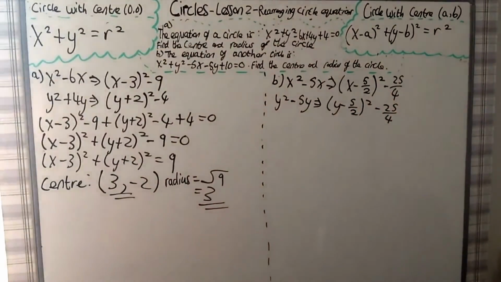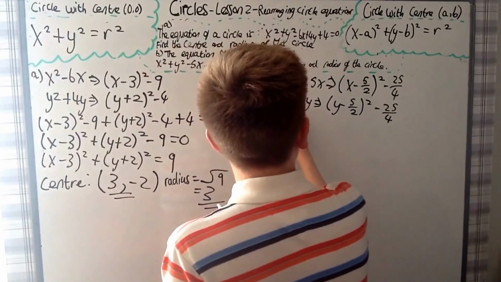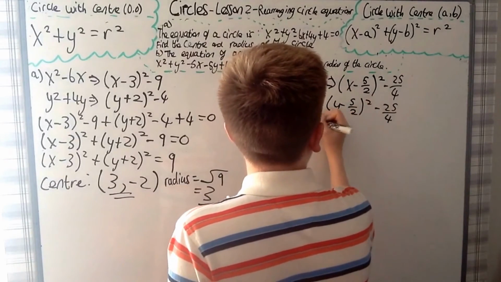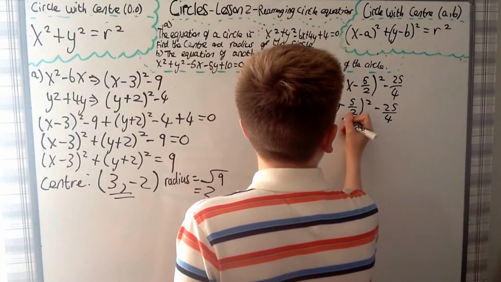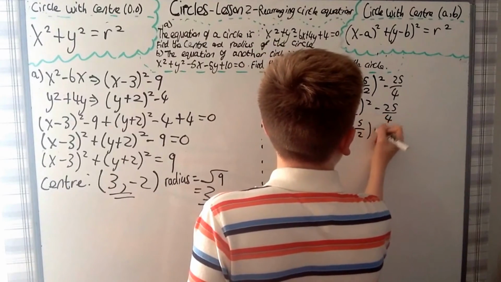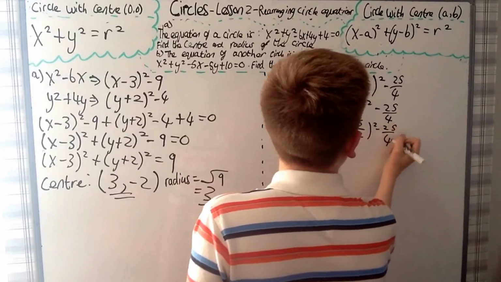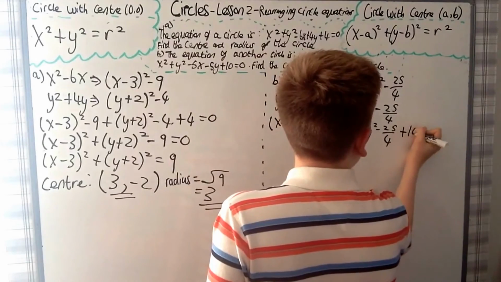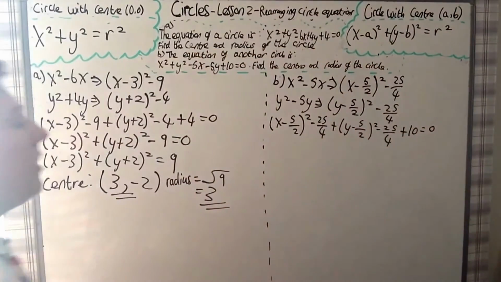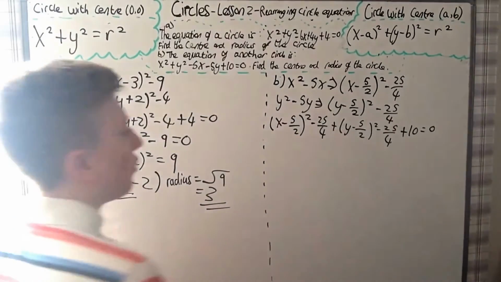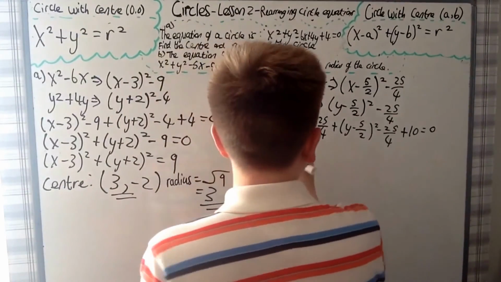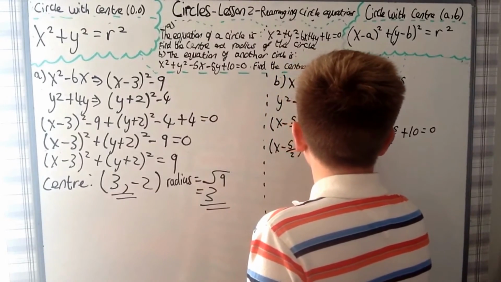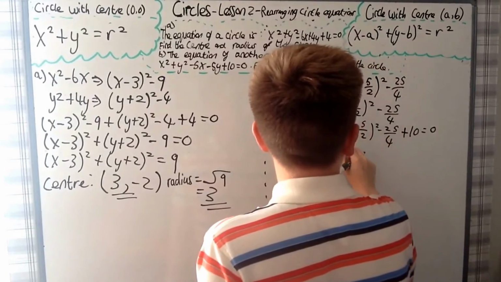Okay? So now let's rewrite it. We have x minus 5 over 2 squared minus 25 divided by 4 plus y minus 5 over 2 squared minus 25 over 4. And don't forget the constant term, which is positive 10 equals 0. And we now simplify this by collecting the constant terms together. Okay? So we get x minus 5 over 2 squared plus y minus 5 over 2 squared again.